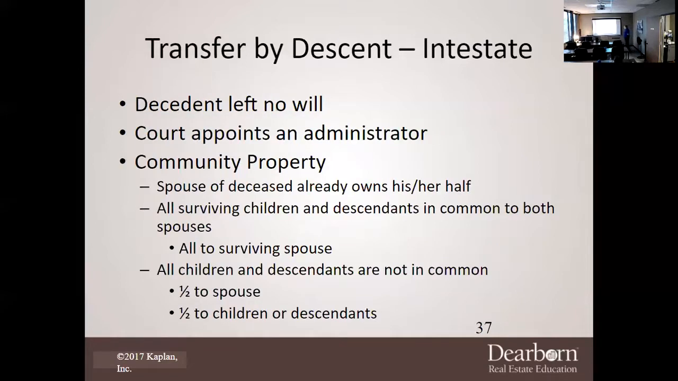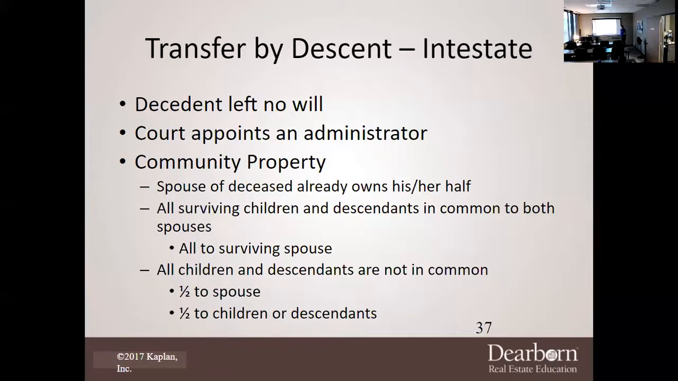The decedent left no will. If they're intestate, then there's no will. The process in this situation is that the court will appoint an administrator. Okay, so if they have no will, the court appoints an administrator.